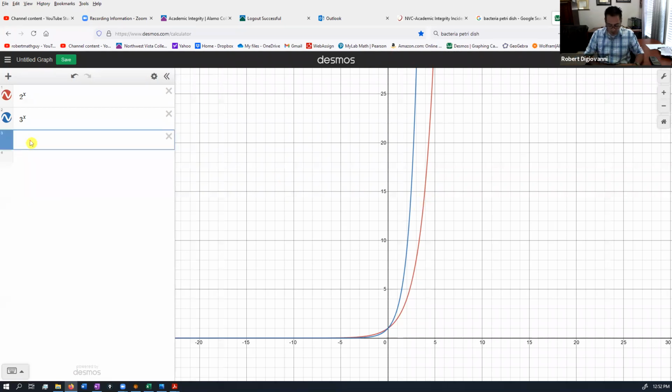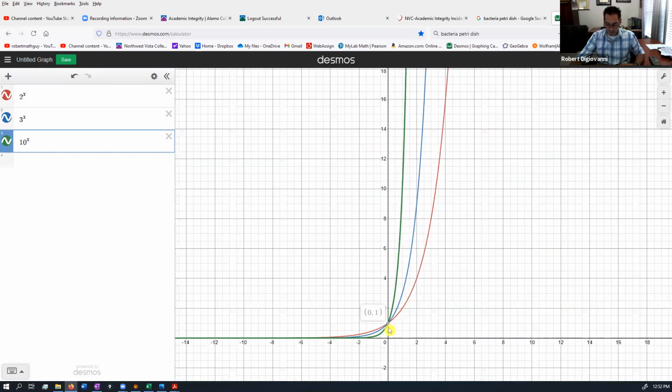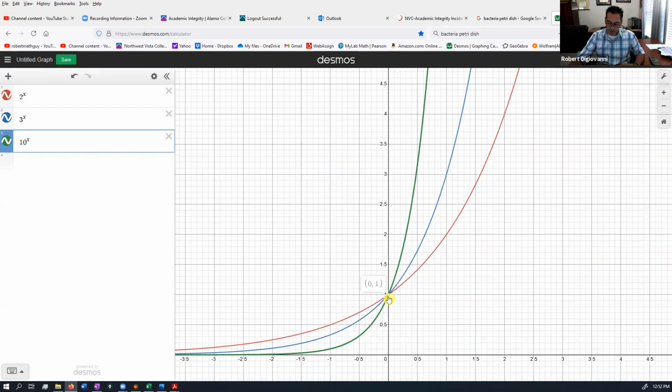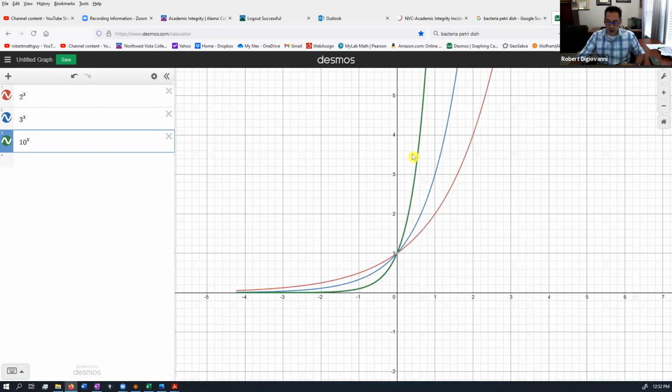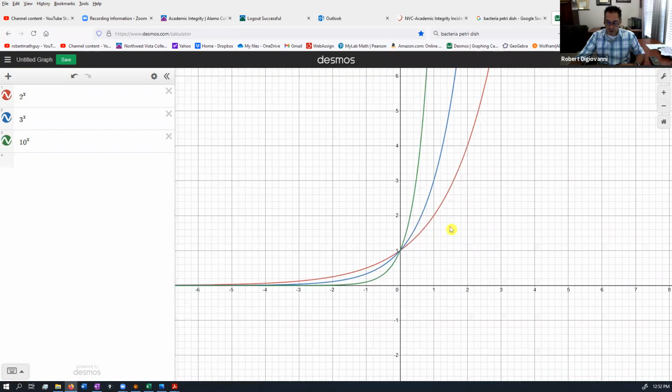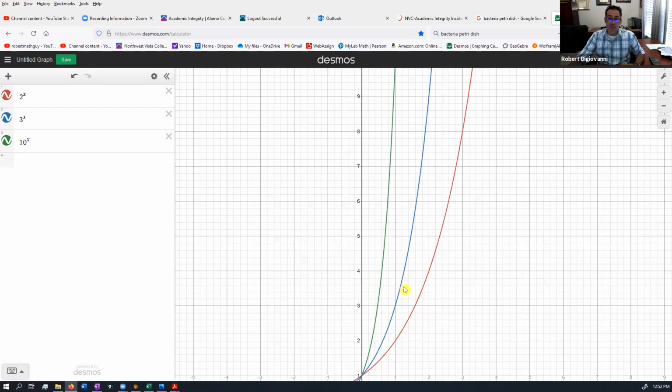I could do another number like, how about 10 to the x? That's this green one. Again, it goes through the point (0, 1), gets flat here, but notice it grows faster. It's above the blue one and the red one. So the bigger the number is on the bottom, the faster it grows.